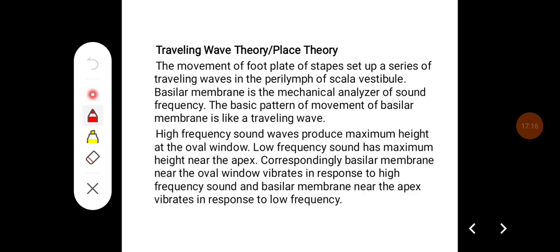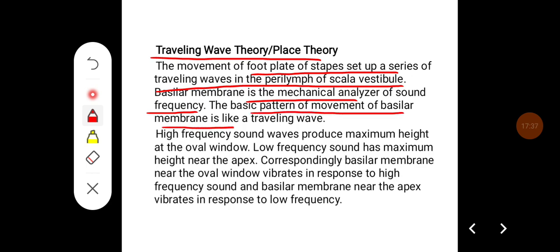Some of the theories of hearing are the traveling wave theory or place theory. The movement of the footplate of the stapes sets up a series of traveling waves in the perilymph of the scala vestibuli. The basilar membrane is the mechanical analyzer of sound frequency. The basic pattern of movement of the basilar membrane is like a traveling wave.